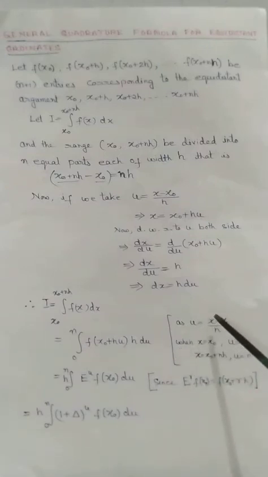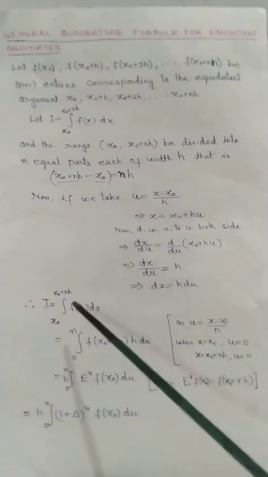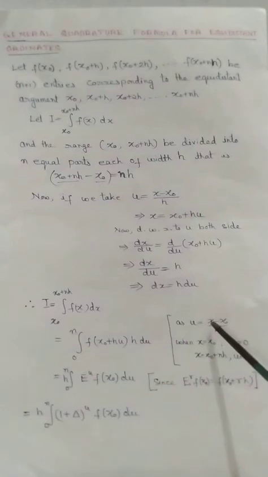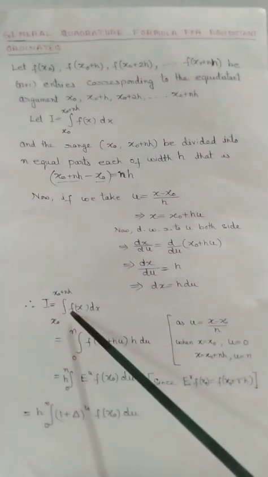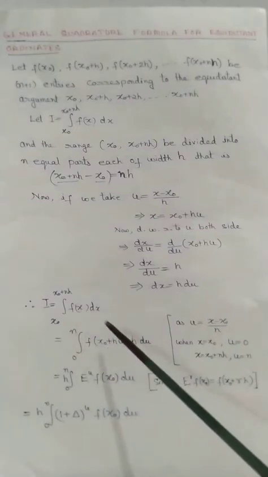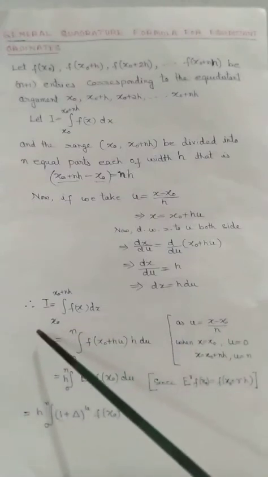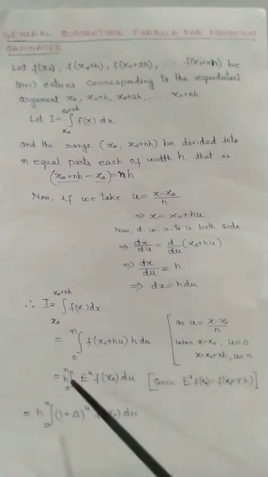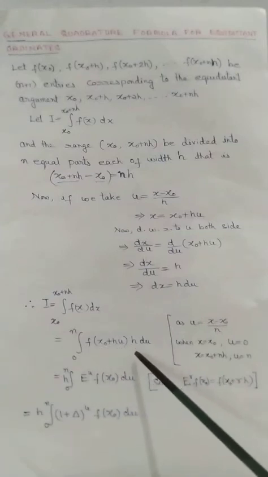When we put x equal to x naught, the lower limit u becomes 0. And when we put x equal to x naught plus nh in place of x, then u becomes n. So our new limits will be 0 to n, and x will be x naught plus hu and dx will be h du. So our original integration will become this. Now h is constant, so bring it outside, with limits 0 to n.